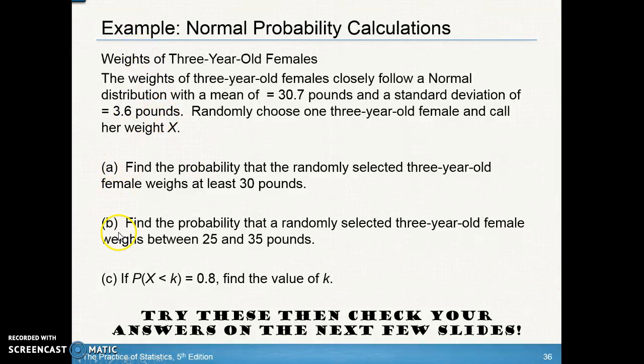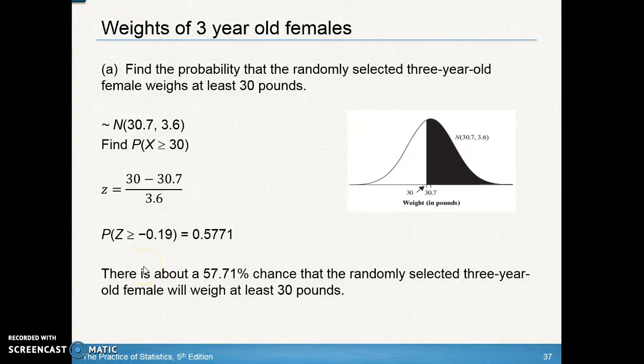Okay, so let's take a look at A, B, and C. C is probably the trickiest one, but find the probability that the randomly selected 3-year-old weighs at least 30 pounds. So that's 30 or more pounds. Now, since it says at least 30 pounds, include that greater than or equal to here, just to show that you're following the directions in the question, even though it doesn't make a difference whether or not you have it underneath there for your calculation purposes.